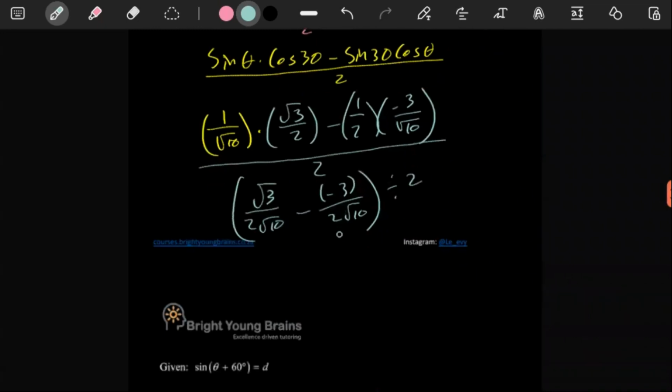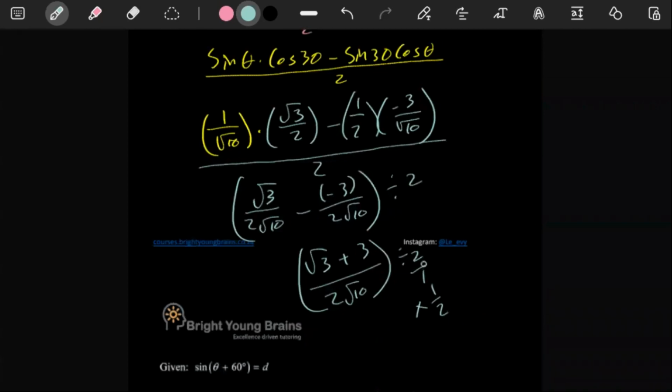So what do we have next? The denominators are already the same, right? So we can just work with the top. Square root of 3, this is going to be a plus. This whole thing here is being divided by 2, right? So remember, when you're dividing by 2, you can just flip and multiply. So this is just times a half, because the 2 is over 1, right? So you can just flip it over, and now you're multiplying. So this is square root of 3 plus 3 over 2 square root of 10.